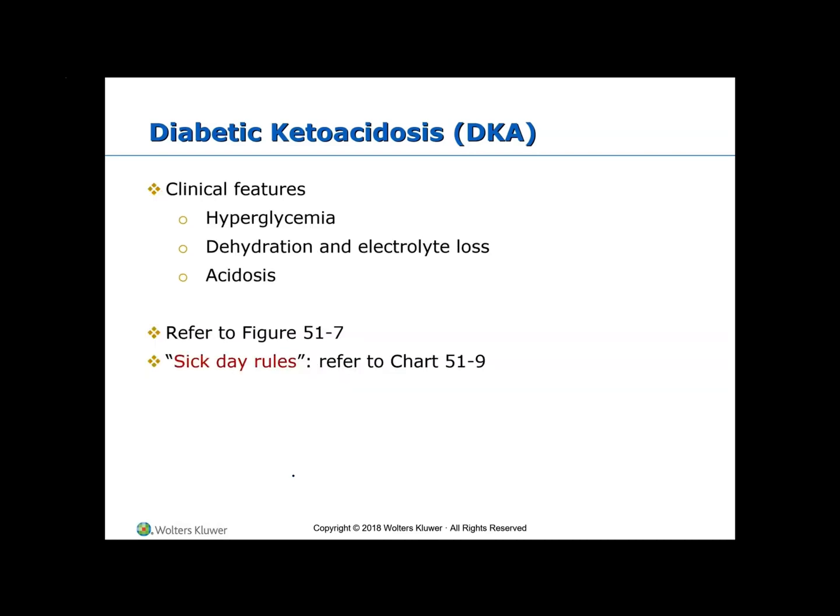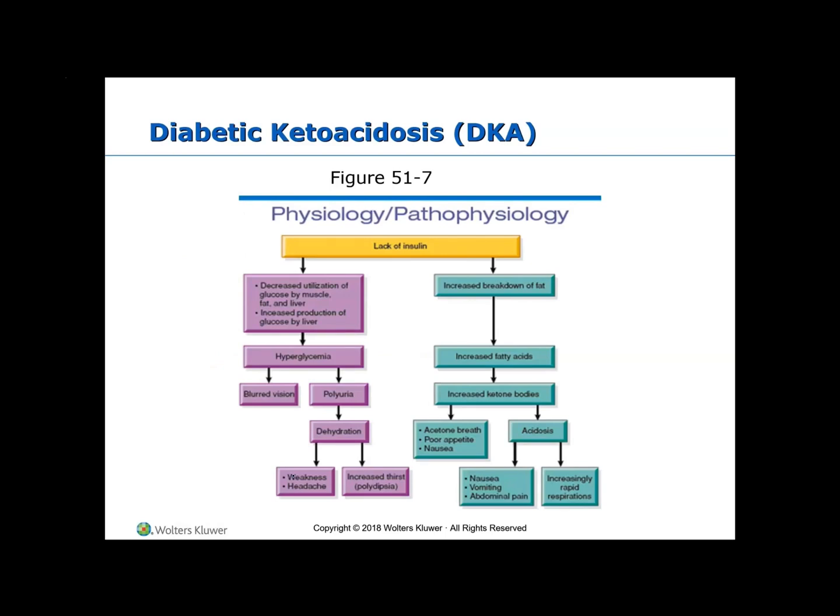Some clinical features: you're going to have hyperglycemia, dehydration, electrolyte loss, and acidosis. 51.7 and the sick day rules are good things to review. 51.7 is kind of the pathophysiology of DKA. It just gives a quick breakdown of it.